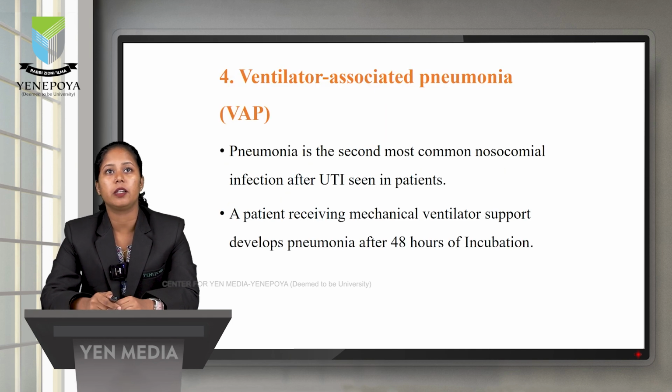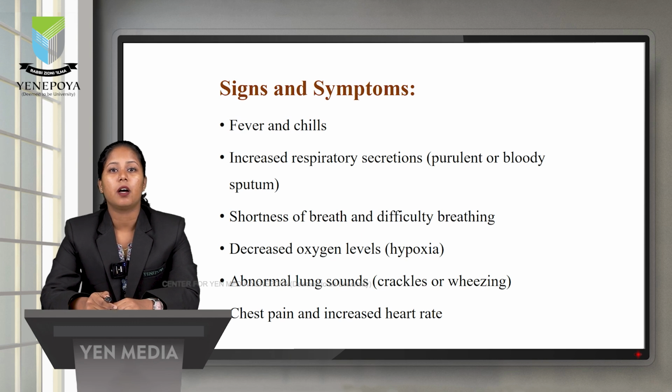The fourth one is ventilator associated pneumonia, shortly called VAP. Pneumonia is the second most common nosocomial infection after UTI. So first place stands for UTI, second place stands for pneumonia, and third place stands for SSI. A patient receiving mechanical ventilator support develops pneumonia after 48 hours of intubation. So what are the signs and symptoms a patient might exhibit?